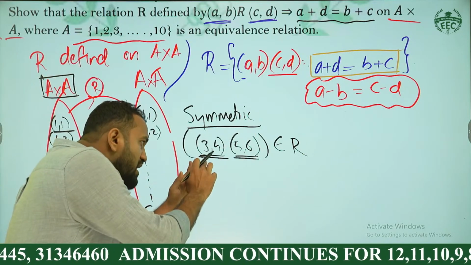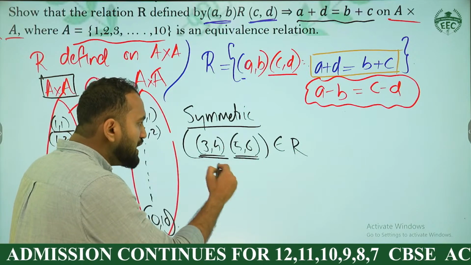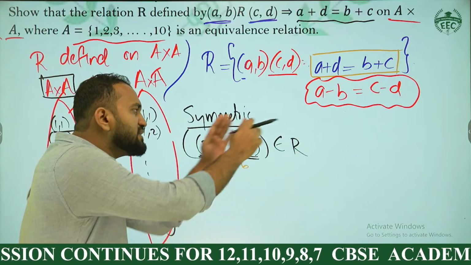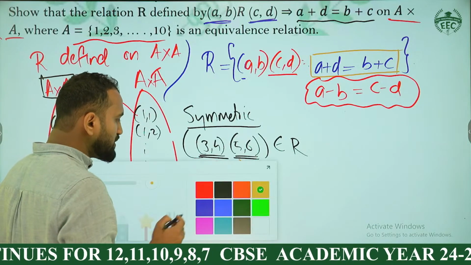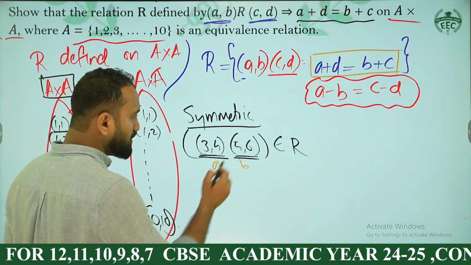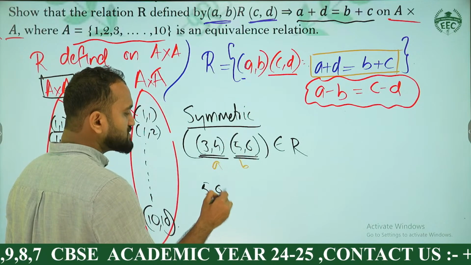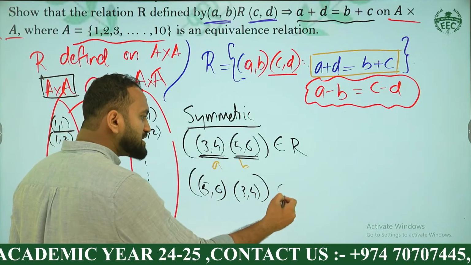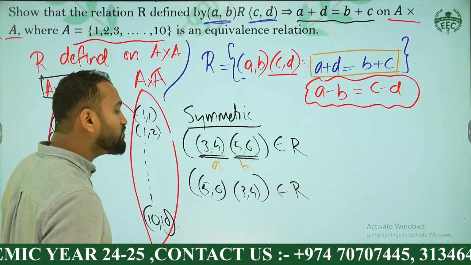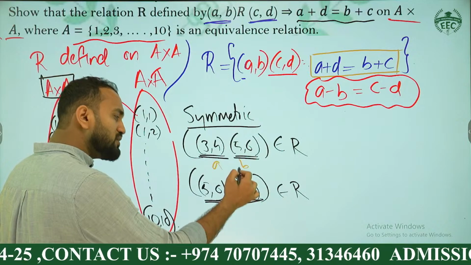Now, if A comma B is there in the relation R, what is B comma A, people? Tell me what is B comma A. B comma A will be this guy, 5 comma 6 and 3 comma 4. Whether this person will be in the relation R? Yes, obviously. Why? 5 comma 6 difference is equal to minus 1. 3 comma 4 also the same thing.